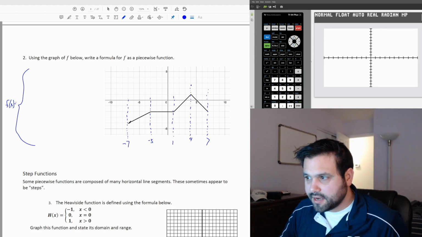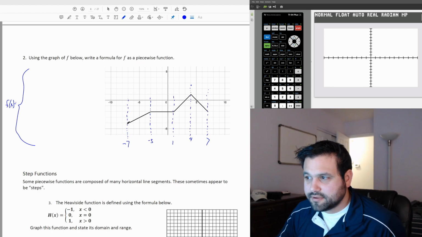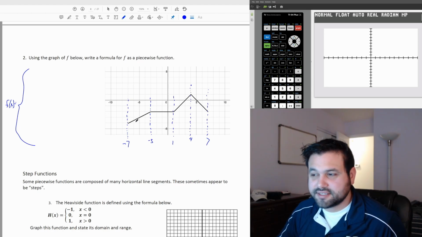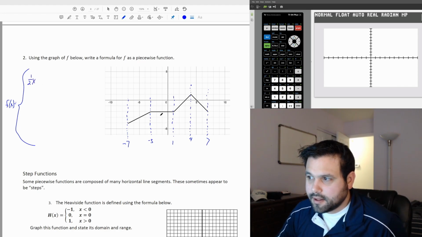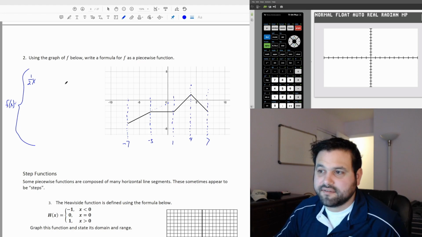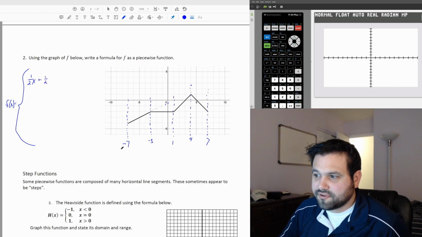Now I'm going to write the linear equations. To do that, I'm going to find the slope, up 2, right 4. So that's 1/2, right? So 1/2 x. And I'm going to continue that slope. And it looks like I have a y-intercept of 1/2. So 1/2 x plus 1/2. And that's from -7 to -3.